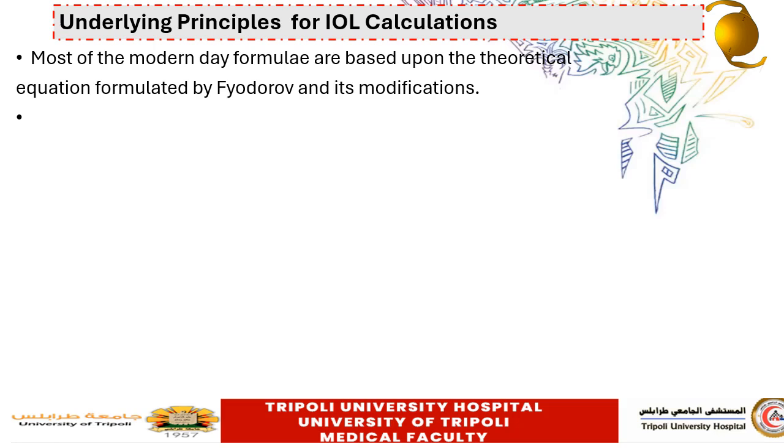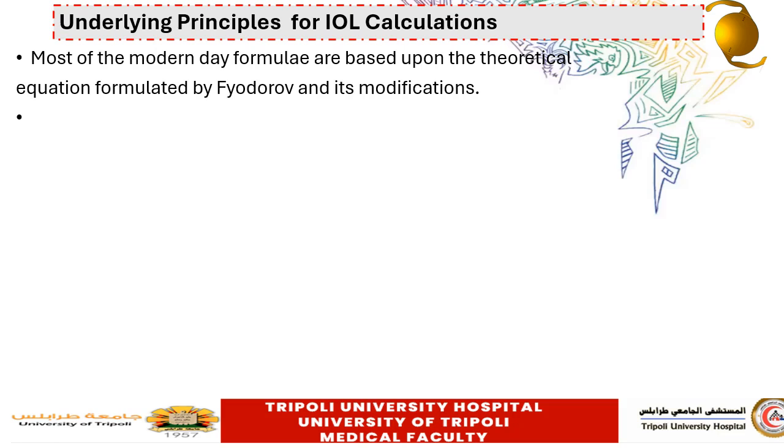However, with the implantation of an in-the-bag intraocular lens, there is still some other space between the iris and the capsule. So the proper description is the effective lens position, which describes the distance between the principal plane of the IOL and the cornea, or the corneal vertex.